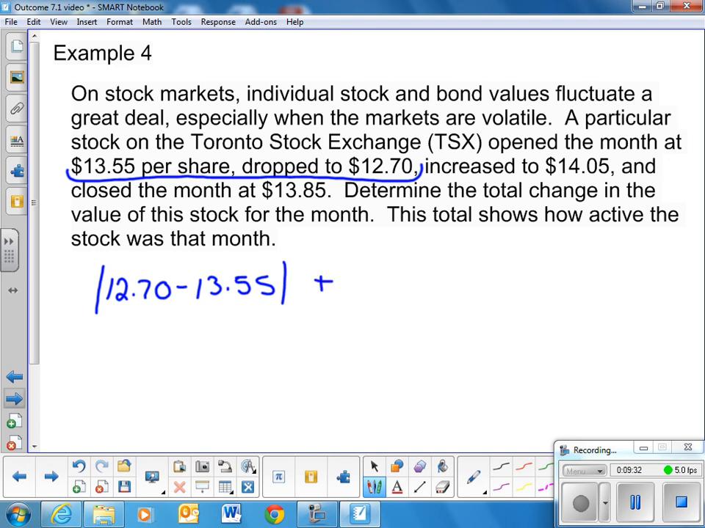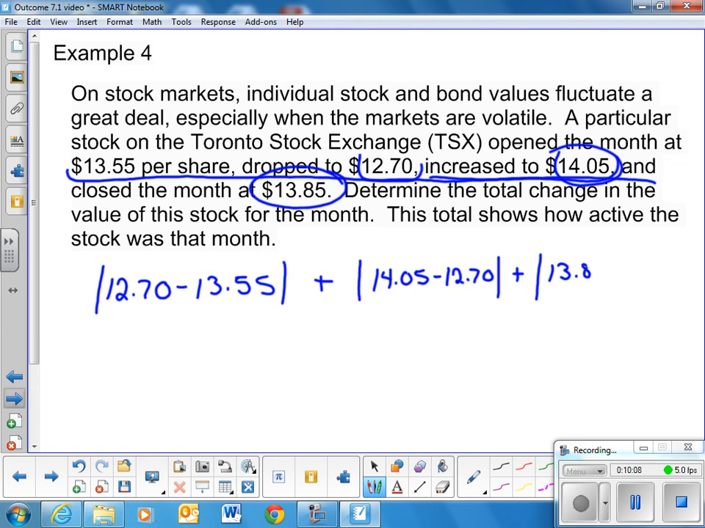Then we're going to look at the next change. The next change is an increase to $14.05. So it started at $12.70 and increased to $14.05. So again, we're interested in the absolute value of where it ended up compared to where it started in that change. And finally, one final change. Started at $14.05, and closed at $13.85. So again, it dropped. So to show this drop, starting with $13.85 minus $14.05.